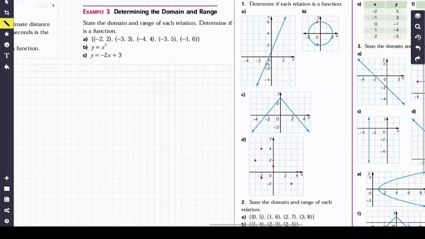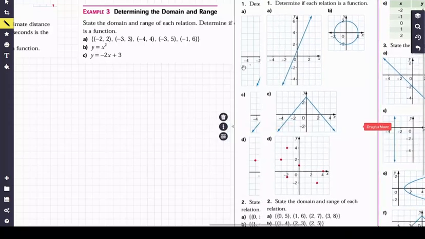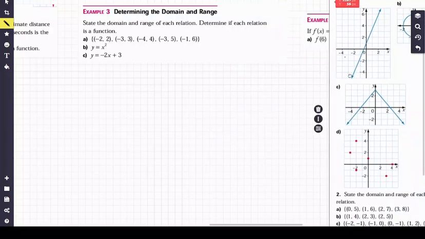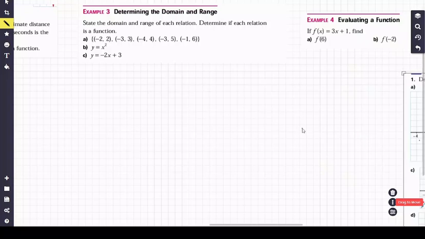Domain and range is something a little bit complex, but it's okay. We're going to be talking about what a valid input is. Basically, domain is like, what is the valid input? What can you input into this function that will give me an actual value?